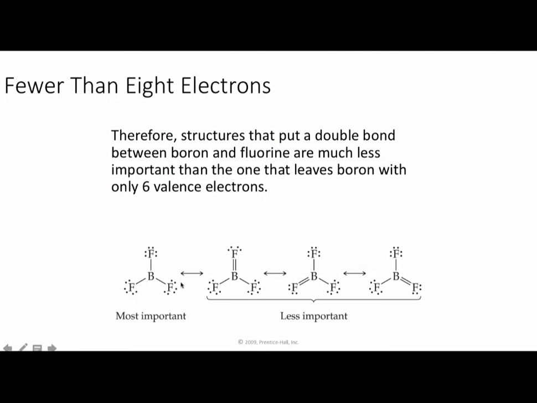So the Lewis structure that you should draw is the most important Lewis structure, and that's the one that would have boron with just 3 bonds, 6 electrons in its Lewis structure. These other structures may occur, but we're pretty much going to say no. The most important one to draw is this, boron trifluoride.